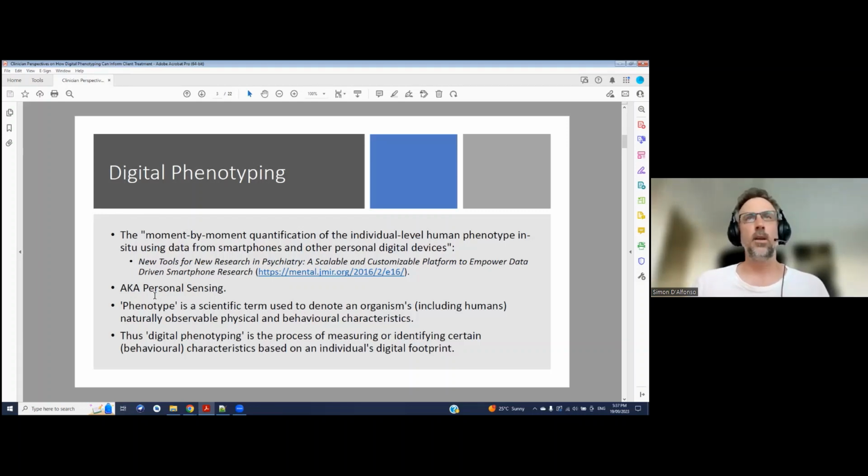Just to explain what digital phenotyping means in terms of its origin. So we know that phenotype is a scientific term used to denote an organism's, including humans, naturally observable physical and behavioral characteristics. Thus, digital phenotyping is simply the process of measuring or identifying certain behavioral characteristics based on an individual's digital footprint.